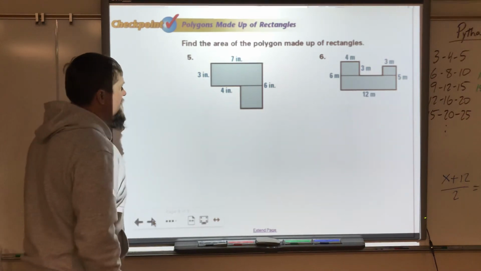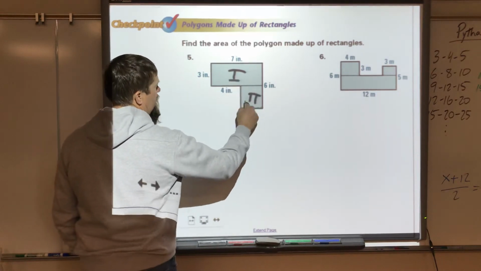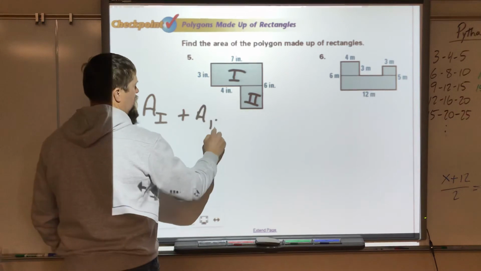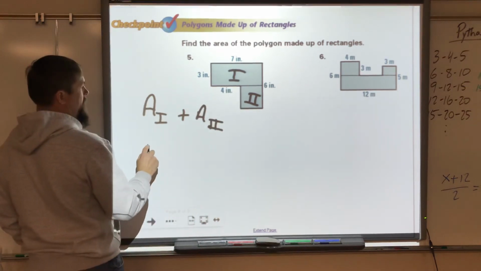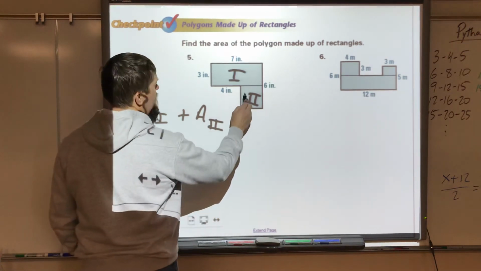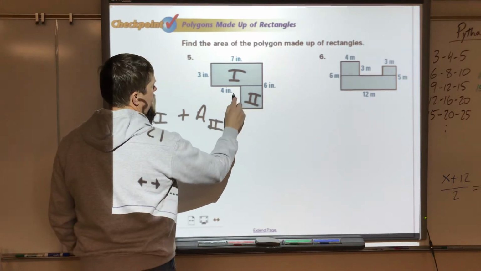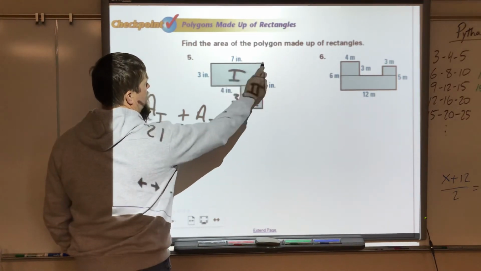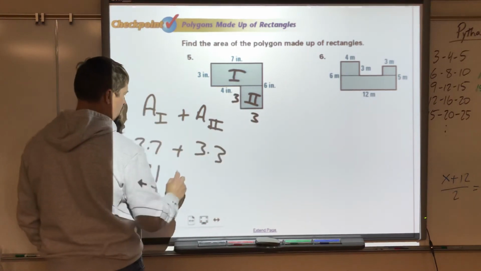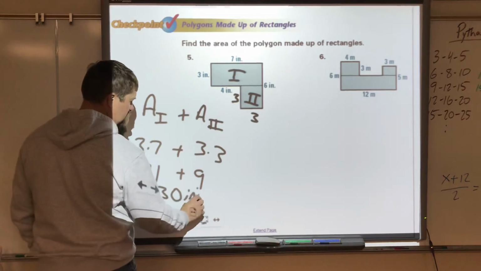Okay, welcome back. I'm going to call this 1 and 2. So the area of 1 plus the area of 2. Area of 1 is 3 times 7, or 21. Area 2, let's see, this is 3, this total is 6. So this has to be 3. This whole thing is 7, this is 4, so this has to be 3. So it's 3 times 3, which is 9. So the area is 30 inches squared.